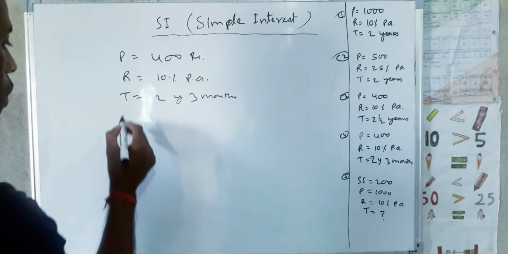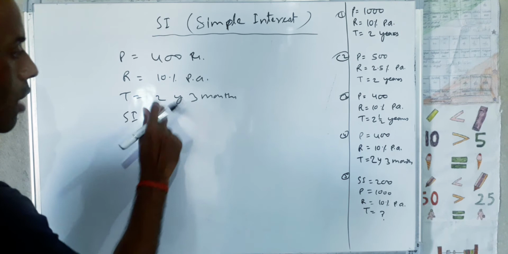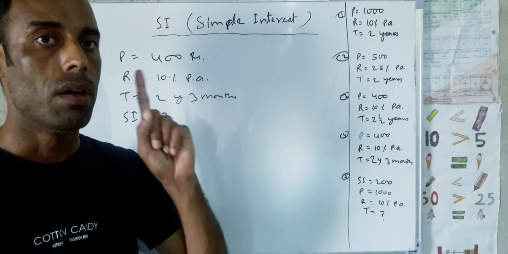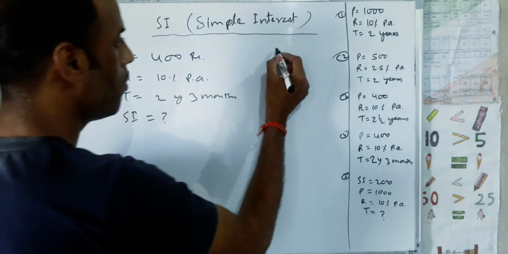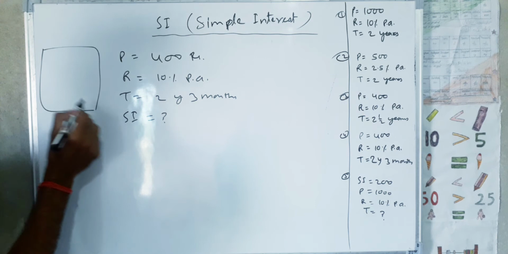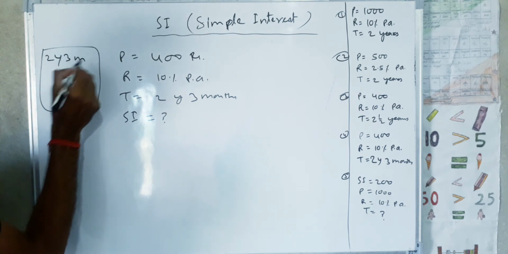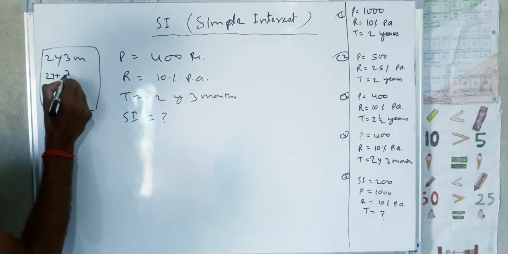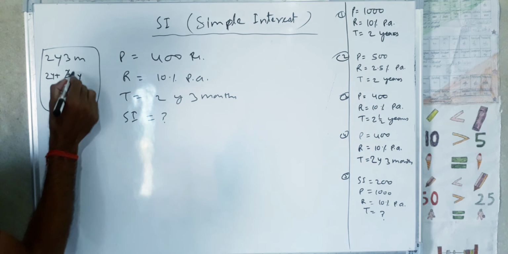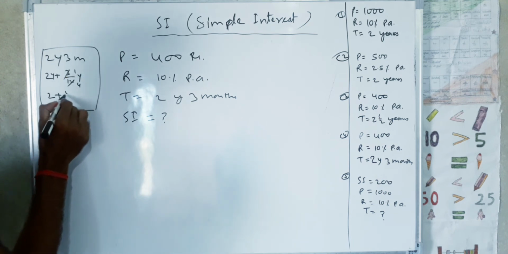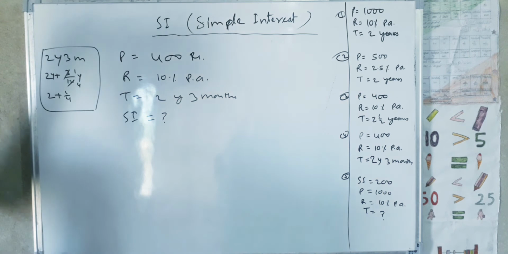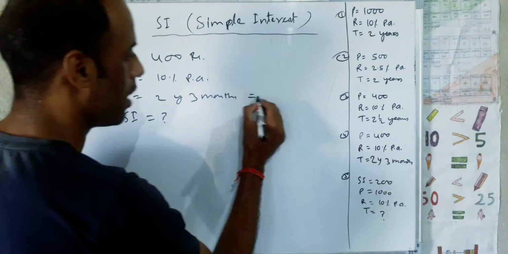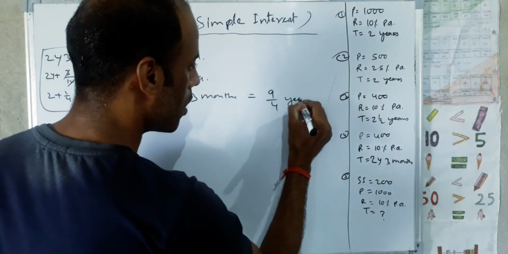So first of all, we have to convert this into years. 1 year equal to 12 months. So look here, 2 years 3 months. Write here 2 years plus 3 upon 12 years. This cancels. 1 upon 4. 2, 1 upon 4 means this will be 9 upon 4. Write here 9 upon 4 years.